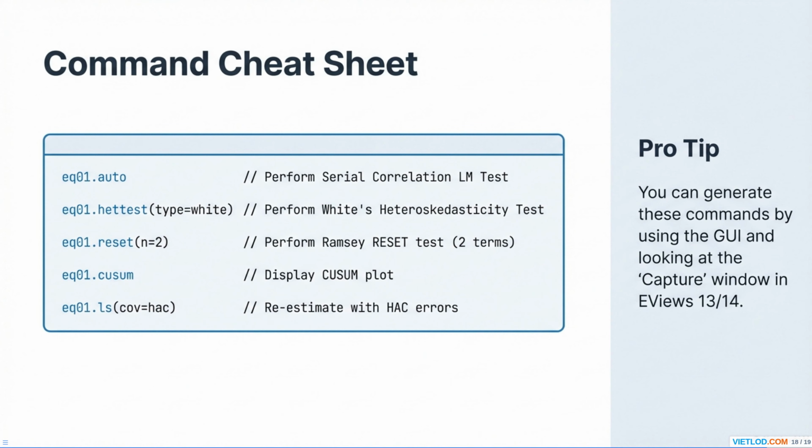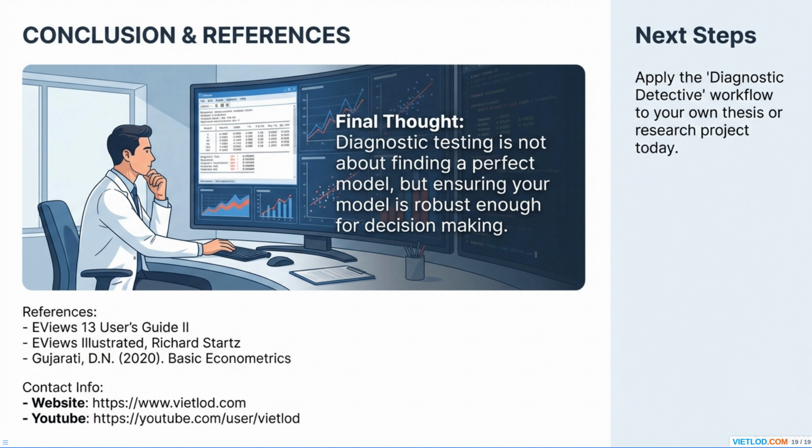To perform a Ramsey reset test for functional form misspecification, for example with two fitted terms, you would use EQ01.reset, n equals 2. You can also display a QSUM plot for parameter stability using EQ01.QSUM. Finally, to re-estimate your equation using the HAC robust standard errors we just discussed, the command is EQ01.ls cov HAC.